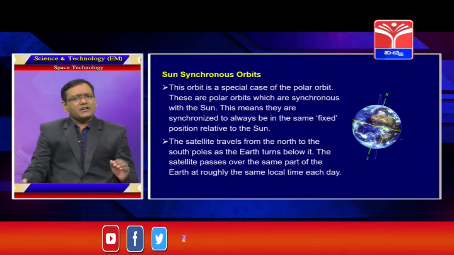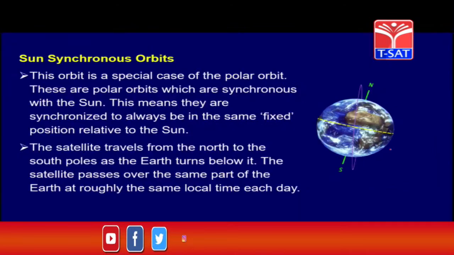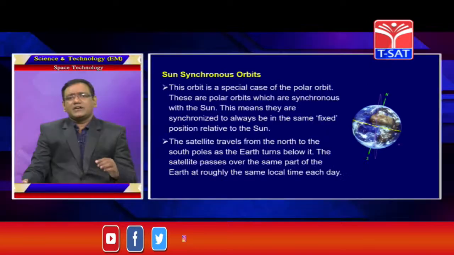The satellite travels from the north to south poles as the earth turns below it. The satellite passes over the same part of the earth at roughly the same local time each day.